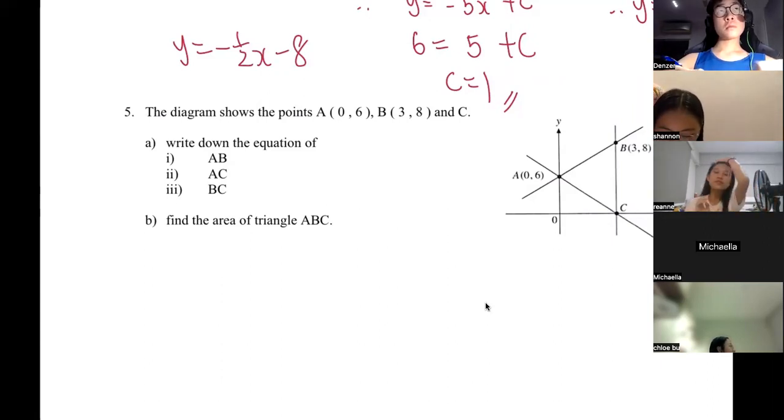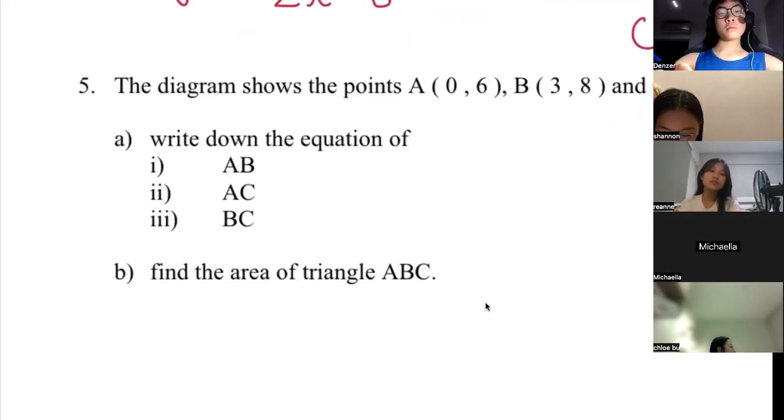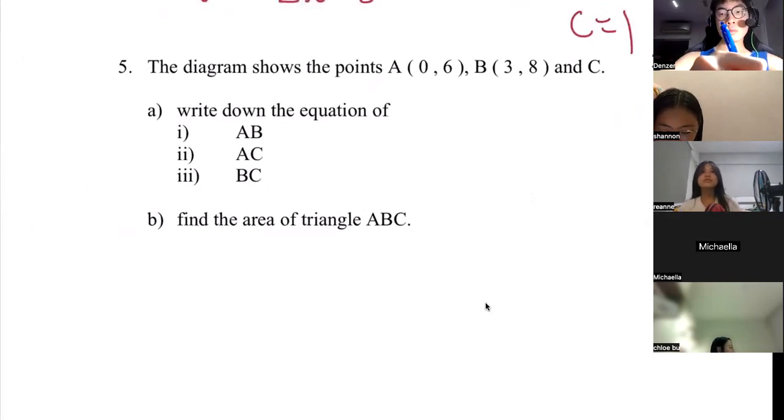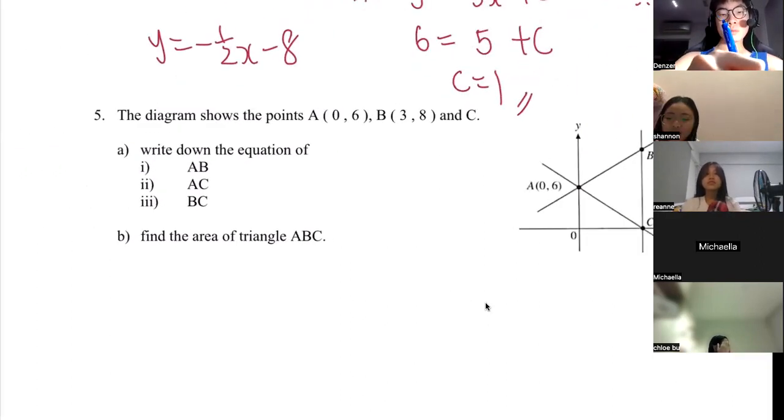Okay, so I'm gonna do AB again with y'all. Okay, AC, BC, I'll do all. Okay, I want to find the equation of AB. First thing, find what? Michaela, find what?